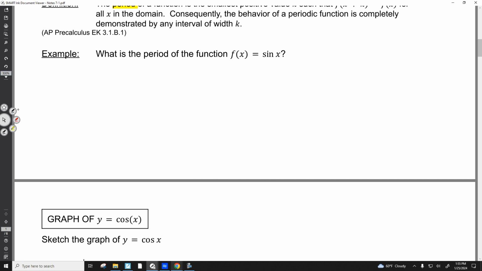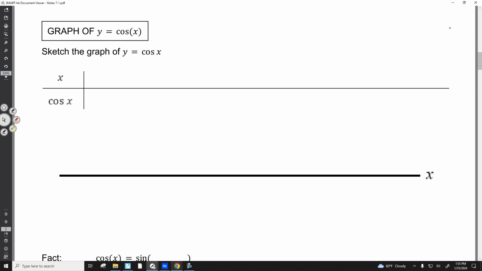The period of the sine graph is 2 pi. How long it takes for our graph to start repeating itself. Okay? What does cosine look like? Okay, well, let's start with 0. What's the cosine of 0? Nailed it.